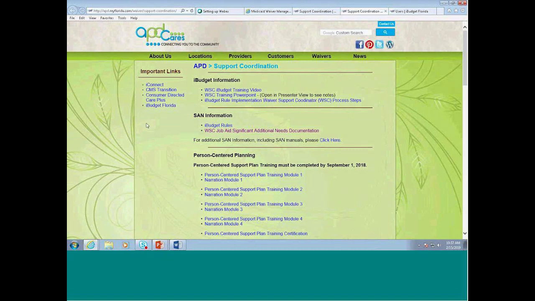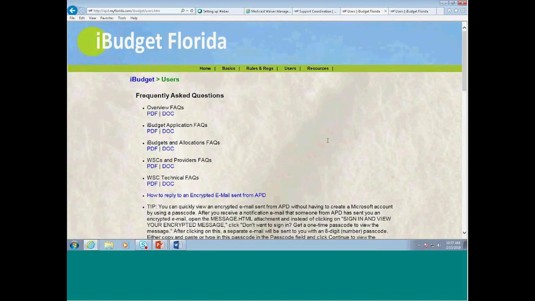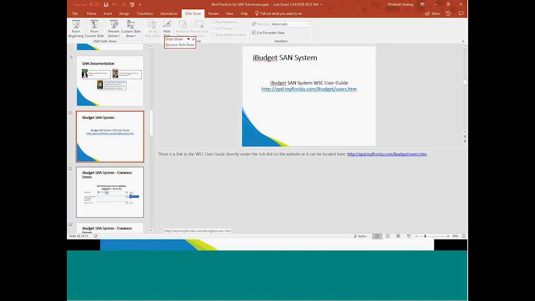There's the additional documentation needed, and then there's a thing that says for additional SAN information, including SAN manuals, click here, and that's where you would go. And there's a whole manual that walks you through each step of the SAM process with definitions for each part of the SAN system itself.